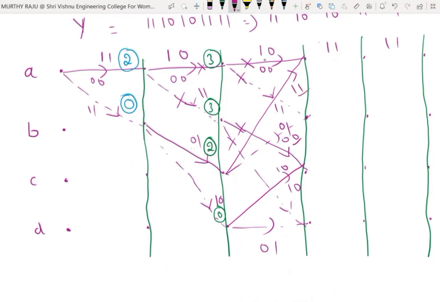Here 1 0 and 1 1. 1 0 1 1. The path Hamming distance is 1. 1 plus 2 here is 3.